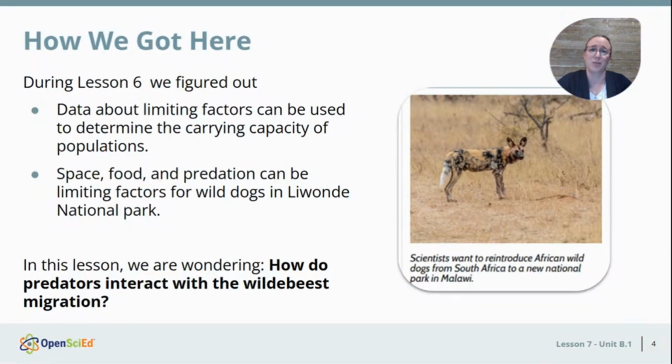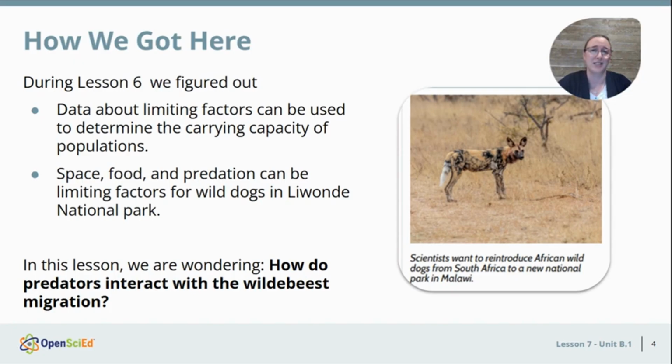First, let's recap how we got to Lesson 7. During Lesson 6, we applied our knowledge of limiting factors and carrying capacity to a new scenario involving wild dogs. We viewed data related to wild dog populations and pack sizes as it relates to prey and land needed to support those packs. We figured out that data about limiting factors can be used to determine carrying capacity. We use this data to make predictions and suggestions on whether a new conservation had enough territory and prey to support a new pack of wild dogs.